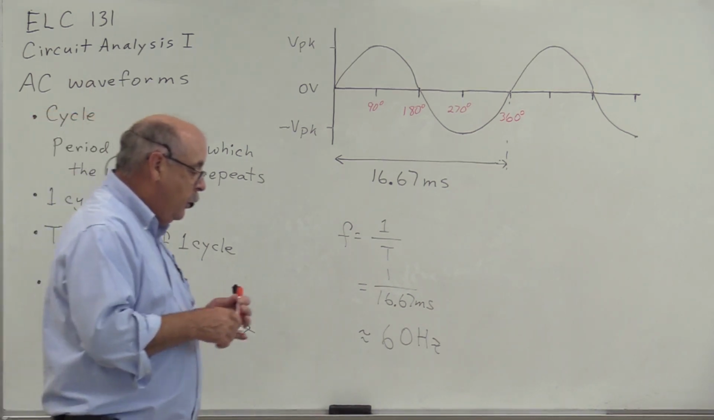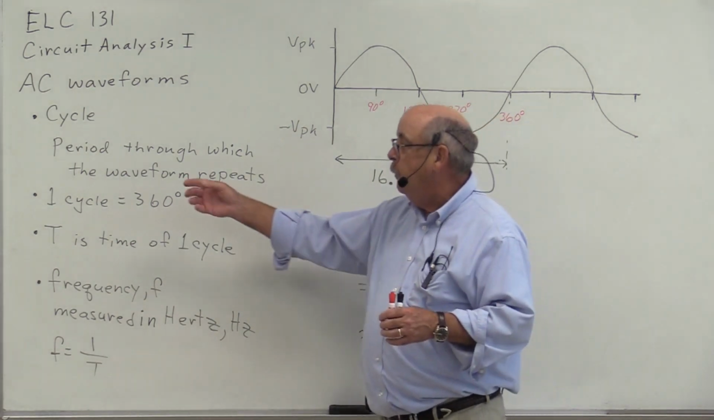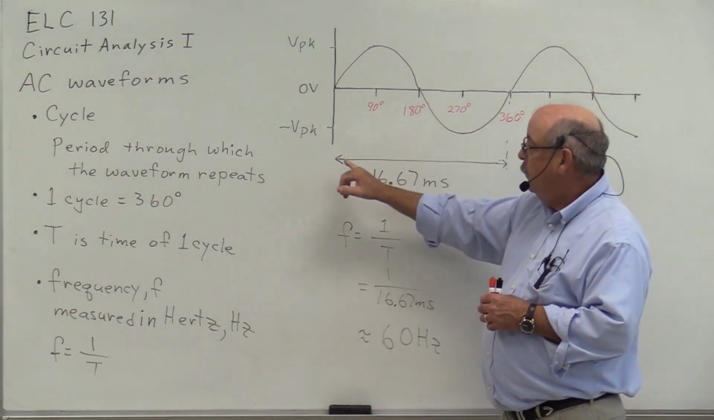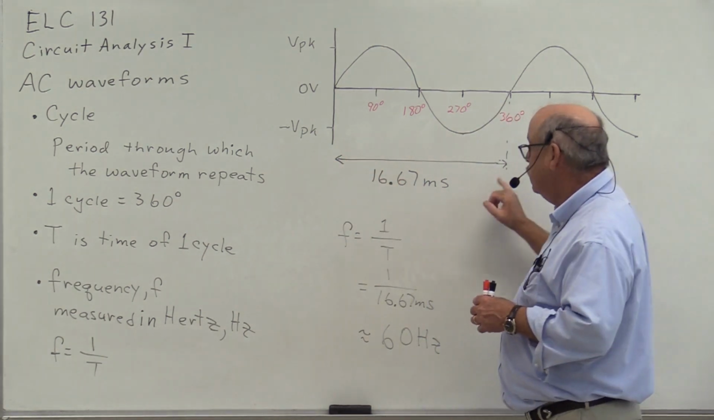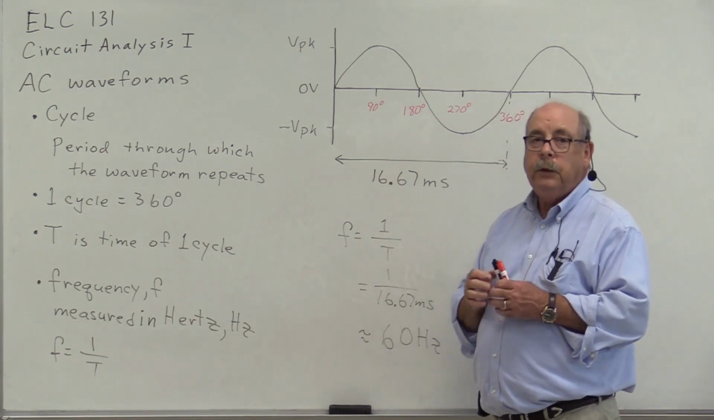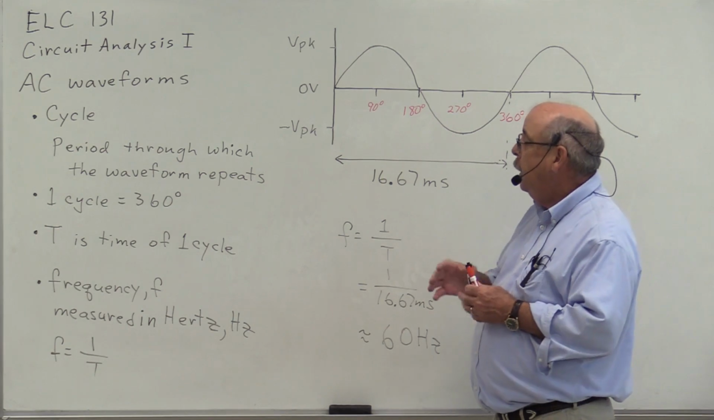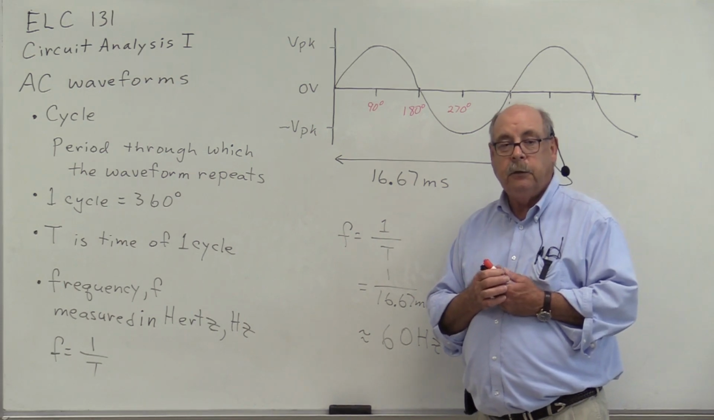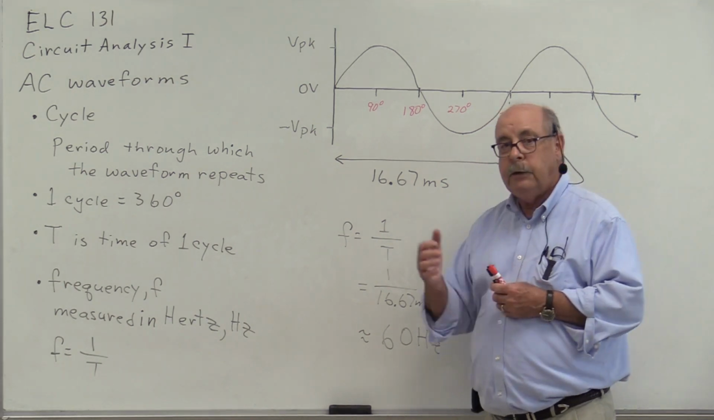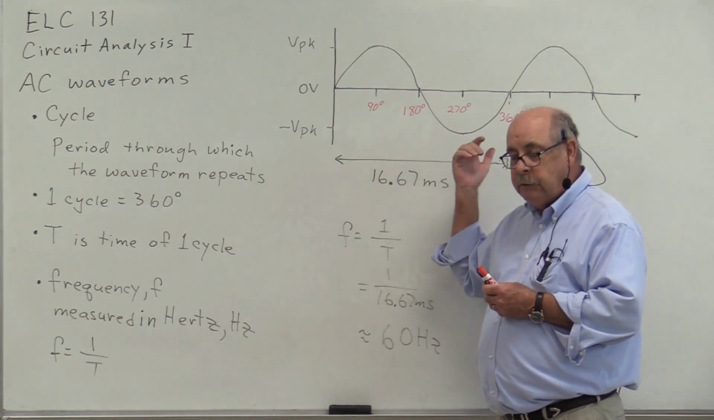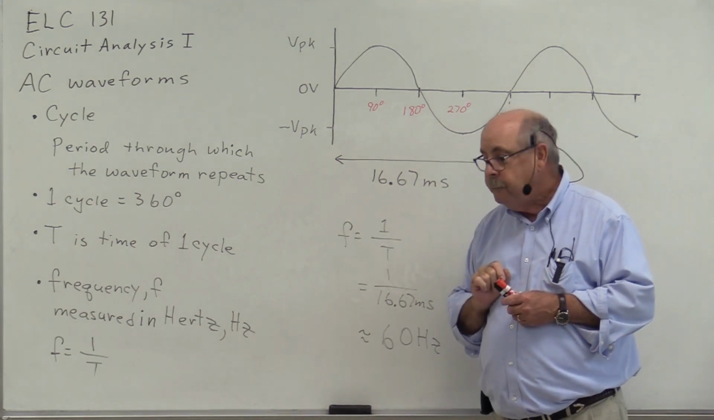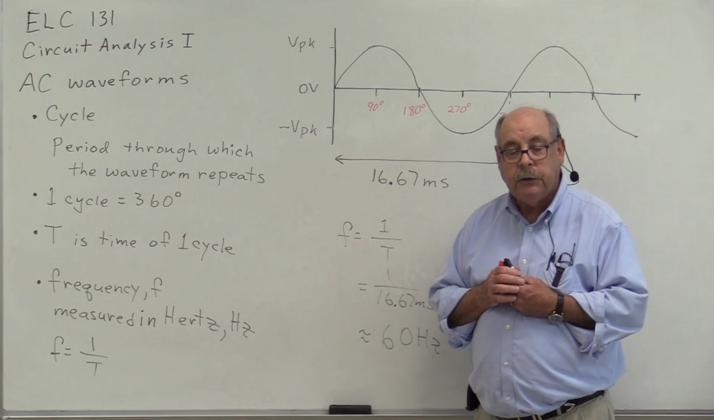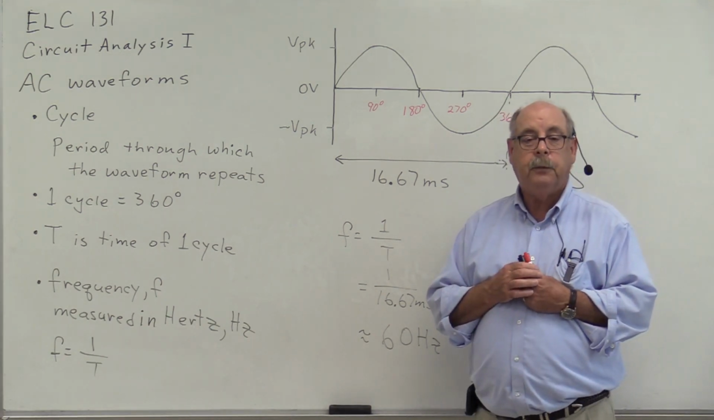So again, we can talk about this AC waveform on the x-axis in the horizontal domain, first and foremost by defining what a cycle is, and that's simply the period through which the waveform repeats. And a cycle is always 360 degrees. We can talk about this cycle instead of in angular distances, in time. And we can talk about these waveforms with respect to their frequency, which is simply the reciprocal of time.